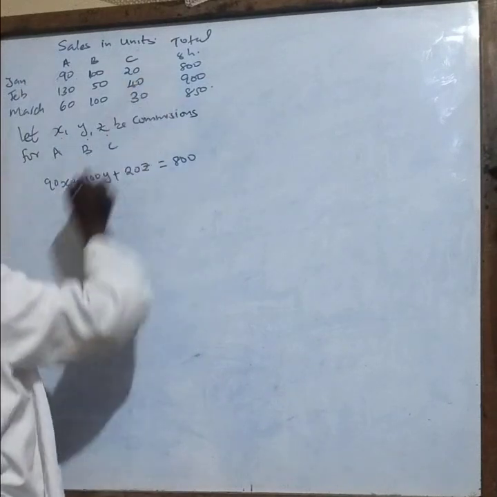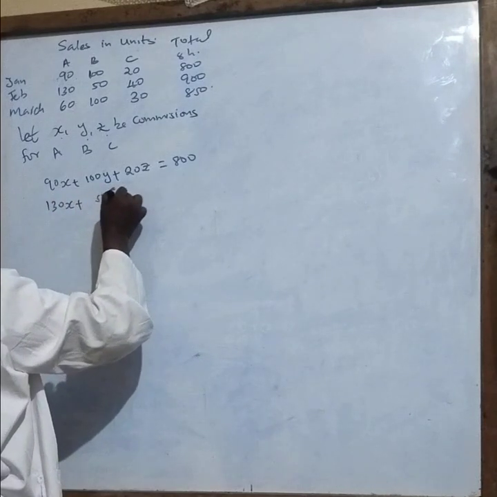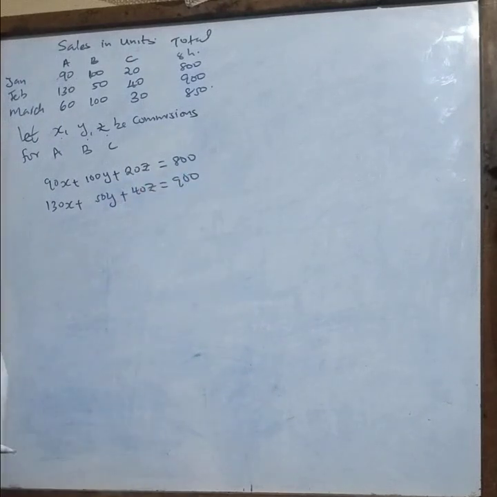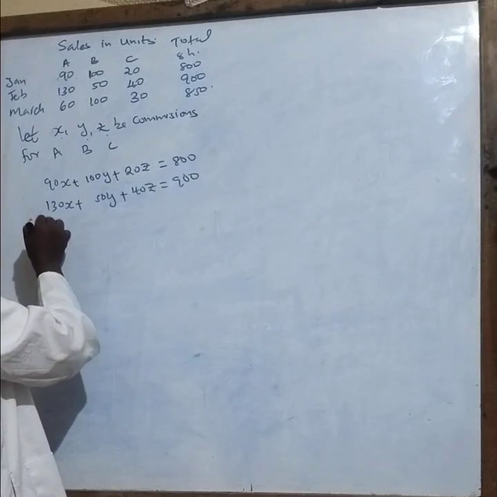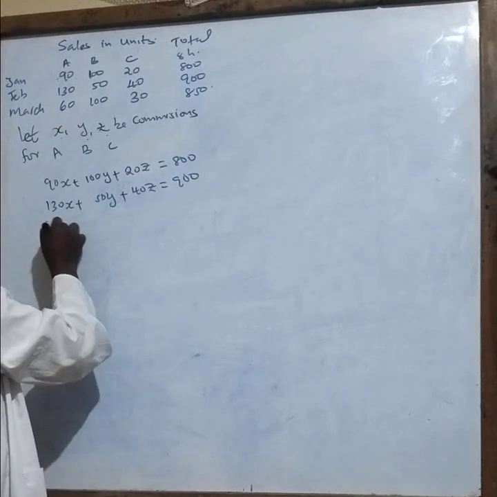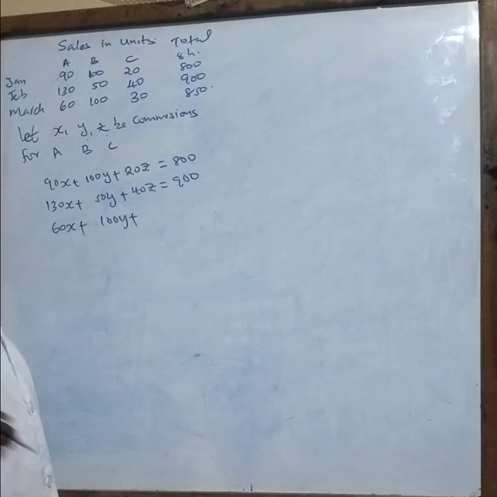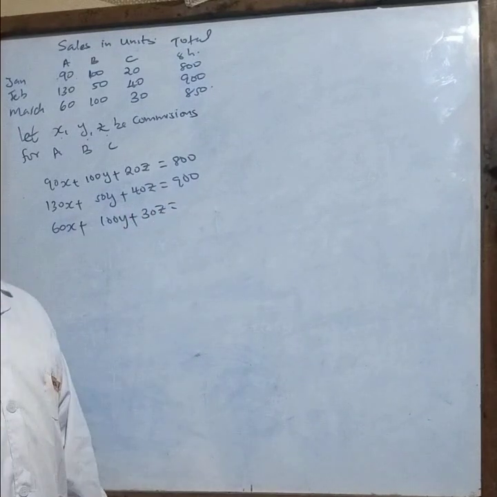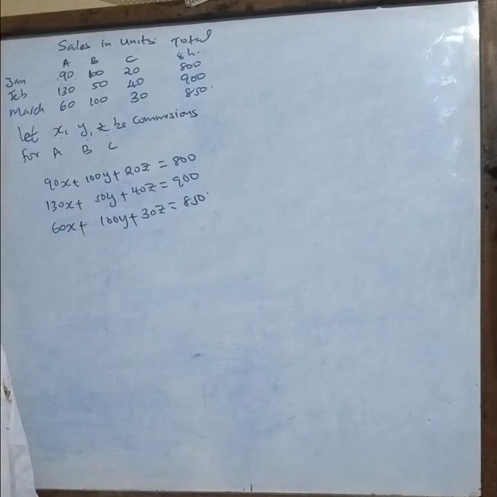Then the second row: 130X plus 50Y plus 40Z will give you what? 900. Then you go to the third: 60X plus 100Y plus 30Z gives you what? 850. Those are now the equations that are needed.